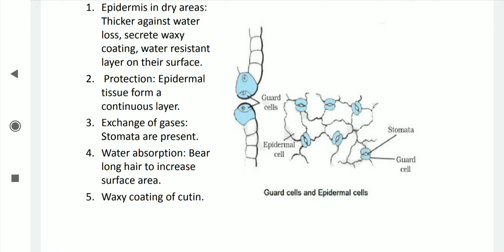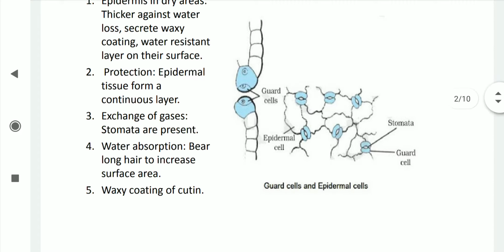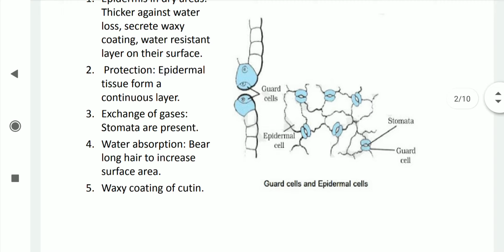Epidermal cells on the aerial part. Aerial part means, children, the part present in air, above the soil and in contact with air. The aerial part of the plant secretes a waxy water resistant layer on its outer surface. This epidermis secretes a waxy and water resistant layer. This helps in protection against loss of water. Because of this layer the water loss cannot take place.